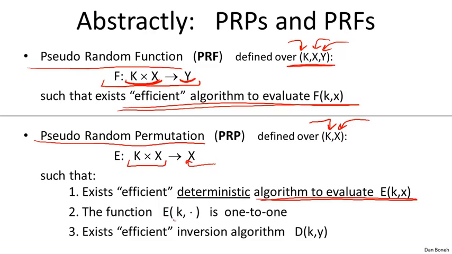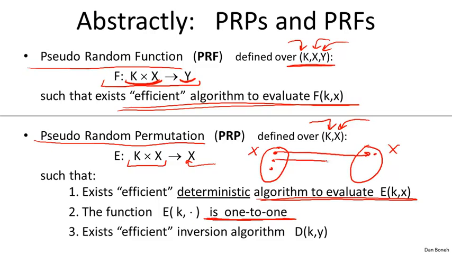But more importantly, once we fix the key k, it's important that this function E be one-to-one. In other words, if you think of the space X as a set here, and here's the same set X again, then the function E is a one-to-one function, so every element in X gets mapped to exactly one element in X. And then because it's one-to-one, of course it's also invertible. So given some output, there's only one input that maps to that output, and the requirement is that there's an efficient inversion algorithm, call it D, that given a particular output, will output the original preimage that mapped to that output.